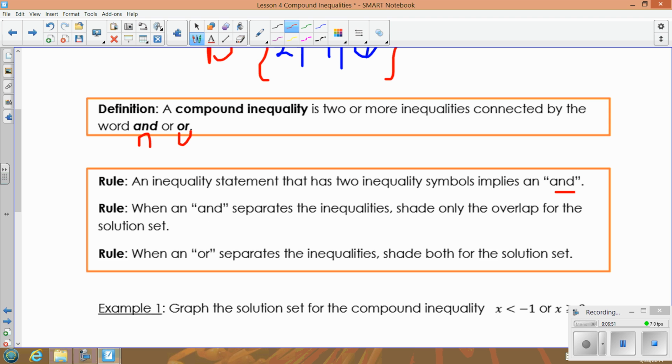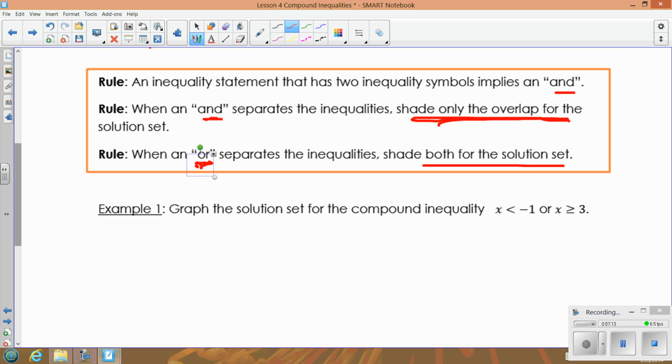When an and separates the 2 inequalities, we're going to shade just the overlap. So we're going to shade in between the values. When we have an or, we're going to be shading both sides. It's going to be like the ends. So let's look at some examples so you can see what this means.